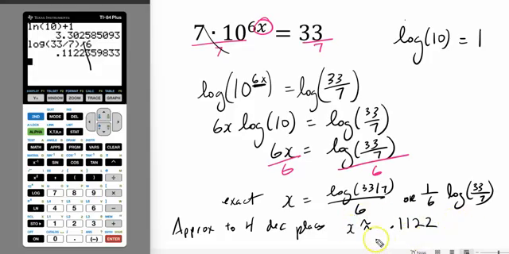And that would be my answer. Okay, so again, it depends on if you're asked for exact or approximate. If you're doing these problems in MyMathLab or WebWork, you're going to need to take your answer to at least 3 decimal places before it will accept it.